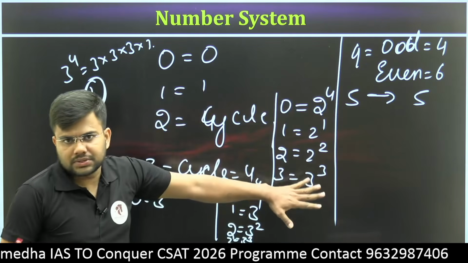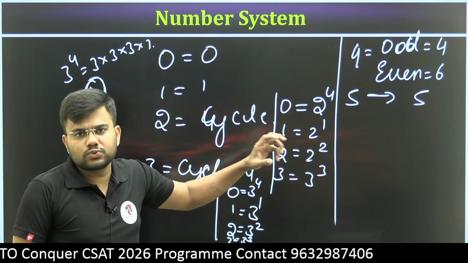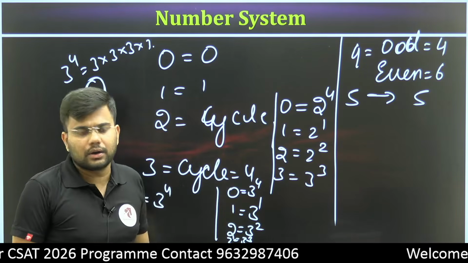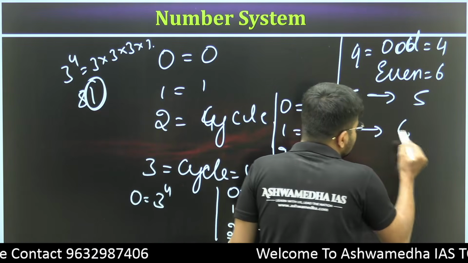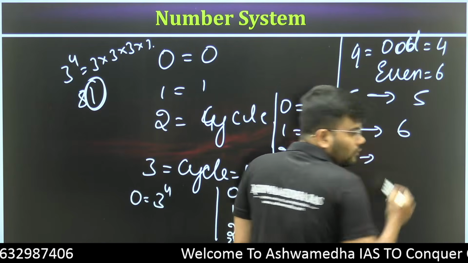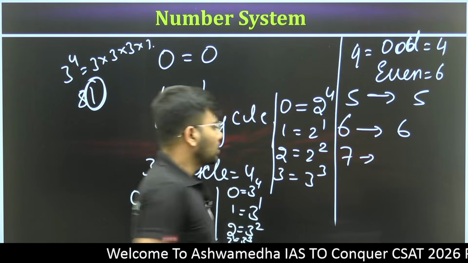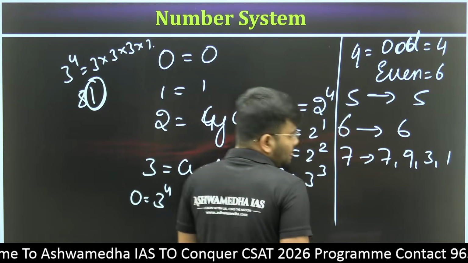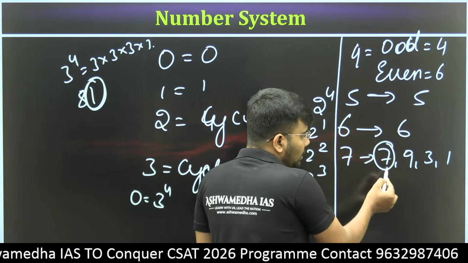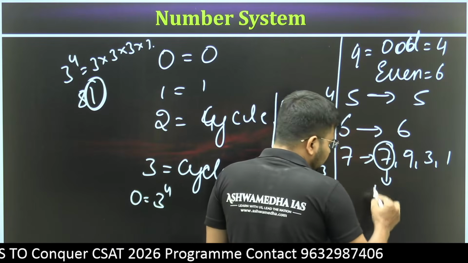Write down these numbers easily. If you can practice twice or thrice, easily you can get marks in these questions. Don't miss these questions. If it is 6, the unit digit is 6 itself. If it is 7, again the cycle of what? Again the cycle of 4. What are the possible remainders? 7, 9, 3 and 1.